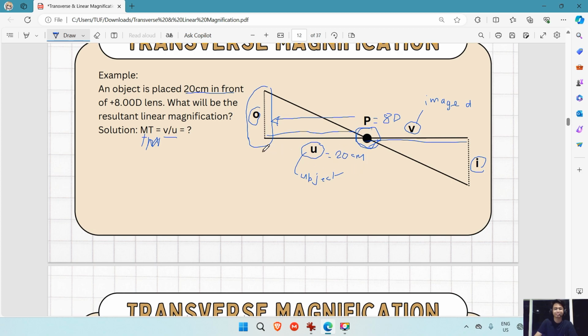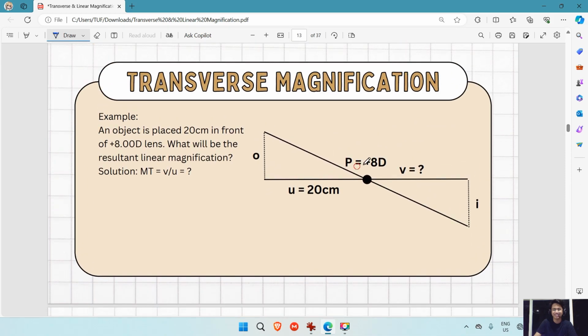Okay, so we have here our P and we have our U. But we can still solve for the transverse magnification, since our transverse magnification requires the value for our V. So how do we solve for that?